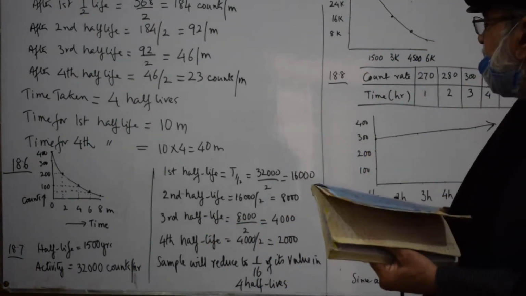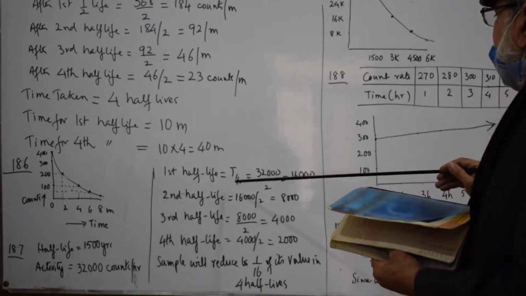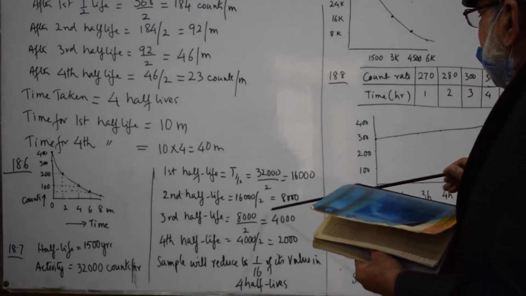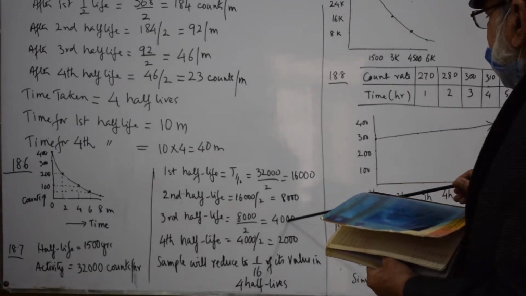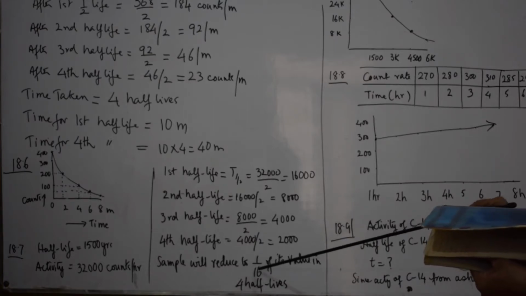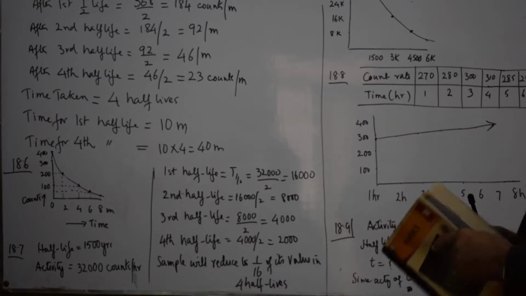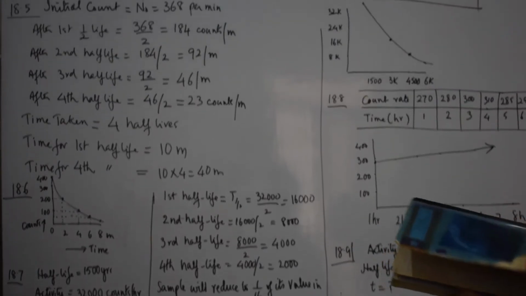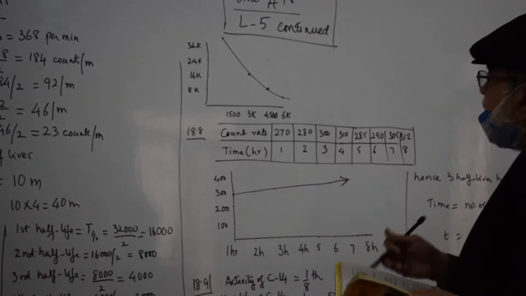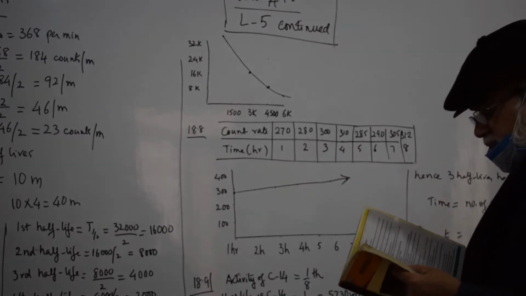So after the first half-life, it will be 16,000 counts per hour, second half-life 8,000, third half-life 4,000, fourth half-life 2,000, and the sample reduced to 1/16th of its value in 4 half-lives. And this is the graph that has been plotted for it.